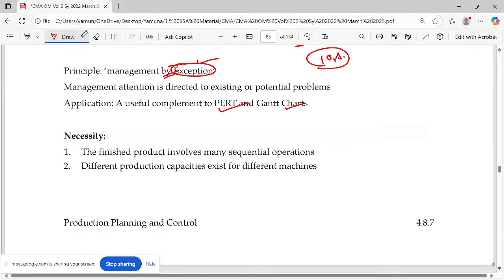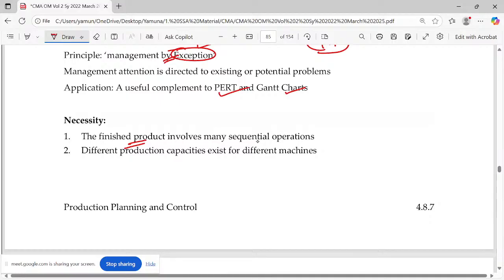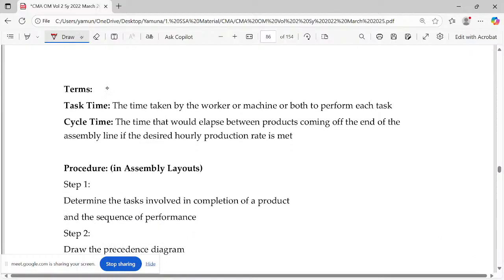So when we talk about the finished product, it is not involving one operation, right? It involves many operations and everything is properly sequenced. And not only that, different production capacities will exist for different machines. As we were discussing, they were manufacturing about 40,000 units per year, and the installed capacity is 45,000 units per year. So the terms we'll be using are task time and cycle time.